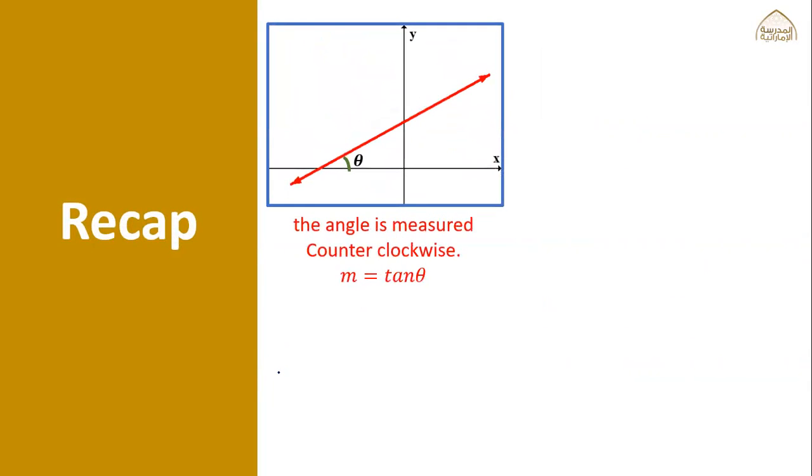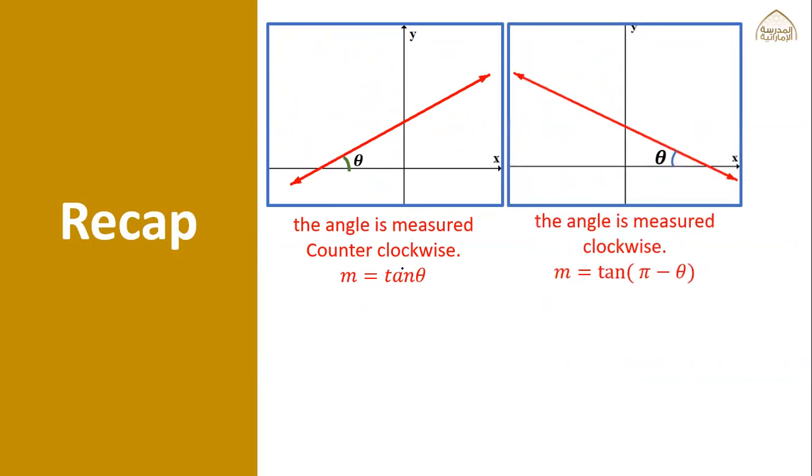Now we'll make a small recap for this lesson. First of all, don't forget the angle measured counterclockwise. If the angle is measured counterclockwise, as I see here in this picture, that means m equals tan theta. Also, if the angle is measured clockwise from this direction, the slope is tan of pi minus theta, because the slope of the tangent line is the tan of this angle.